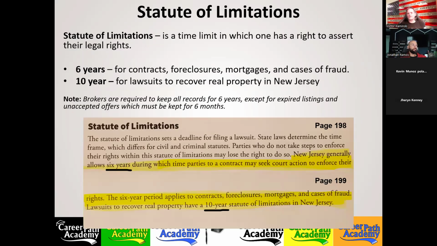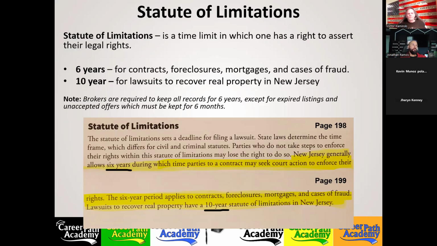What was your question, Jaren? Did you have a question there pertaining to that statute of limitations? Yeah, sorry about that. I switched my Wi-Fi. I was wondering about the 6-month requirement for expired listings or contracts that didn't close. What am I missing for the reason for that timeline? Just the rules, it's the law. Oh, okay. I thought there was something. No. Okay, got it.